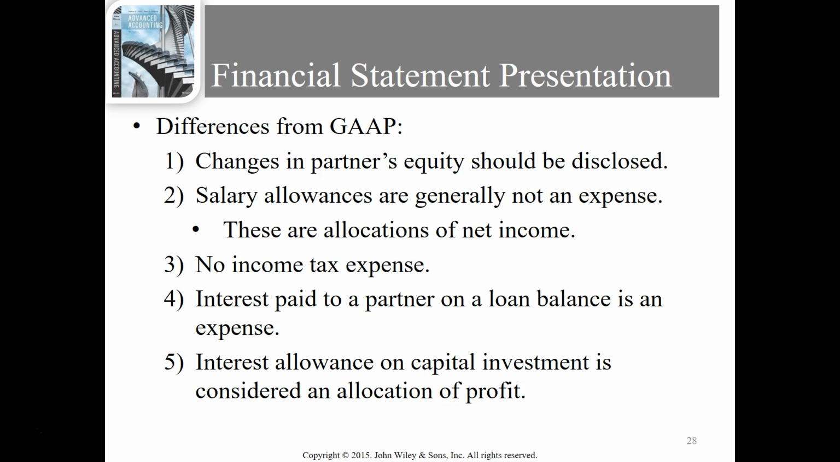Financial statement presentation. Partnerships do give financials. Some differences from normal GAAP that we've seen in the corporations. Number one, changes in partners' equity should be disclosed. Number two, salary allowances in a partnership to the partners are not an expense. I'll repeat that. They are not an expense if you're a partner. These are allocations of net income. There's generally no income tax expense. Interest paid to a partner on a loan balance is an expense. Interest allowance on capital investment is considered an allocation of profit.